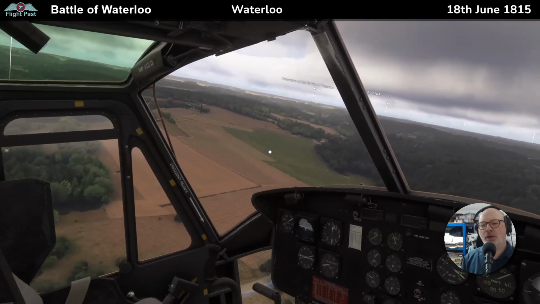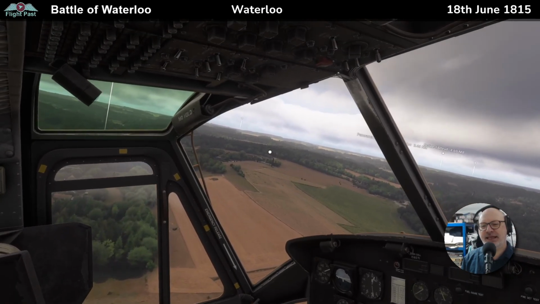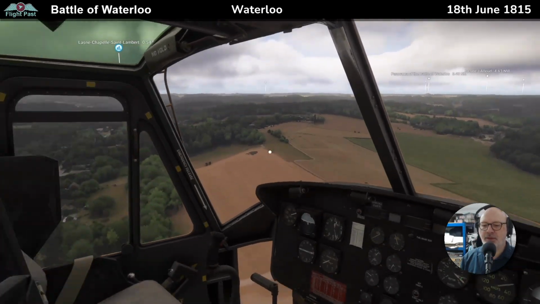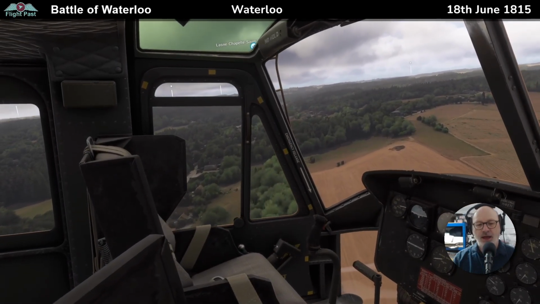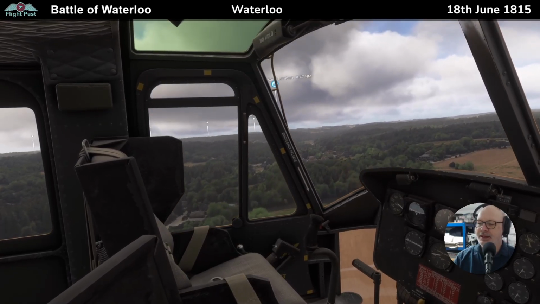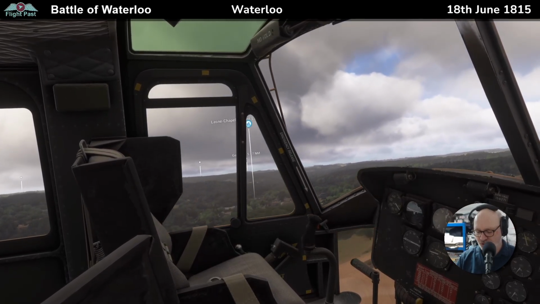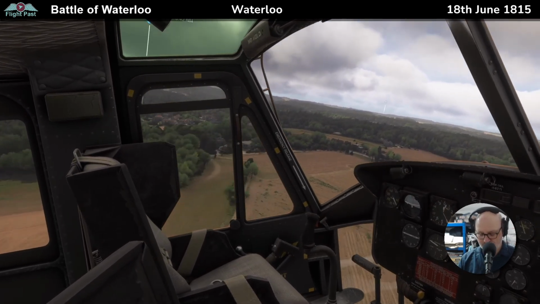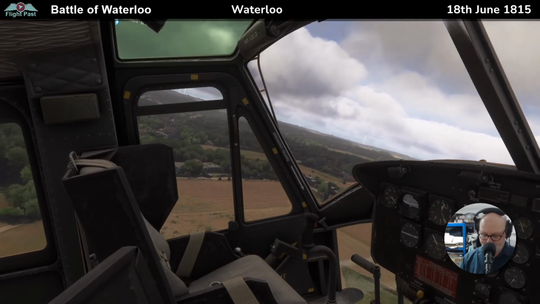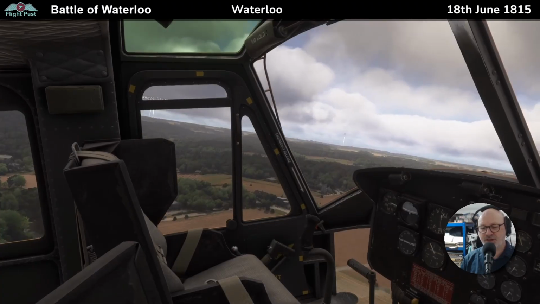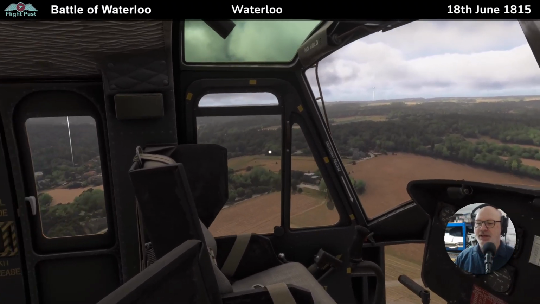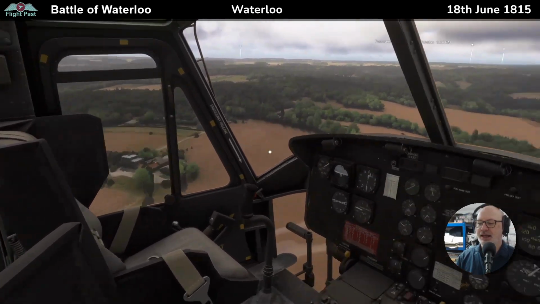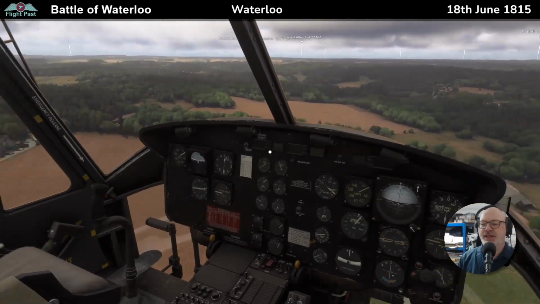In the last stream, we were flying around here, a place called Lasne, Saint-Lambert, and we were trying to find a monument to a Prussian officer. I believe he was a colonel, and I can't quite remember what his name was. It's like Colonel Schwerin, I believe it was. And he was one of the first Prussian officers to be killed on the 18th of June in this area here.